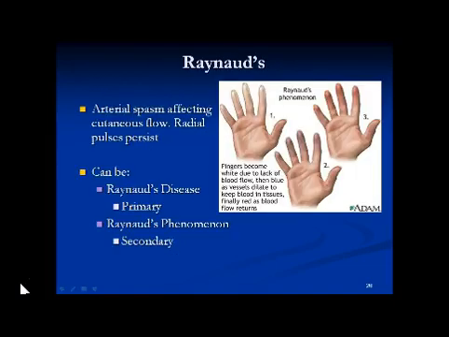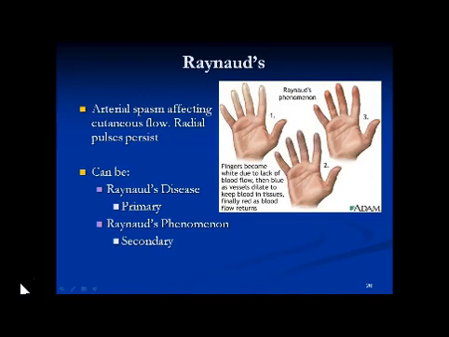So Raynaud's is arterial spasming affecting cutaneous, so surface blood flow. Radial pulses are still going to be present, so this is a surface type limited blood flow. It's called the red, white, and blue disease because you'll see actual color changes in your patient's hand, especially when it's cold outside. They may have some numbness, and again, like I said, these are spasms affecting the cutaneous blood flow. So it's a phenomenon rather than a disease.